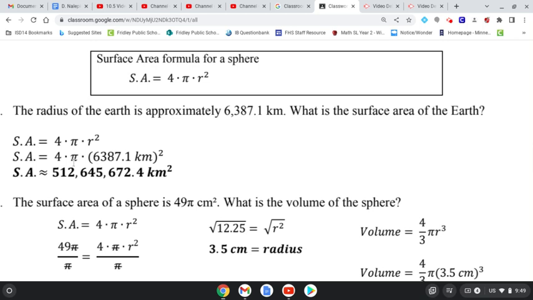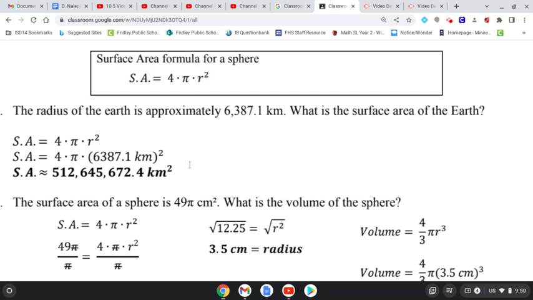And then just like we did last time to solve this, we could type it into our calculator in one big step. But I think what's going to be easiest is to do the left pieces first. So to take 4 times pi, and then to take 6,387.1 squared. That's the same number multiplied by itself, or you can hit the exponent 2 button on your calculator. Then we're going to take the answer to both of those, and we're going to be finding the surface area. And so we take those and multiply those together, and we get our surface area.